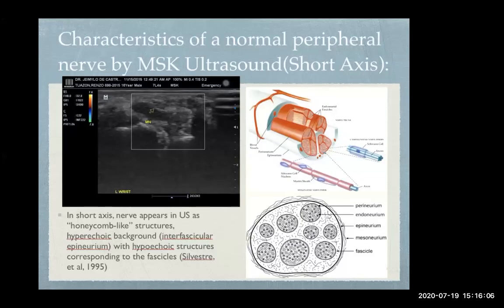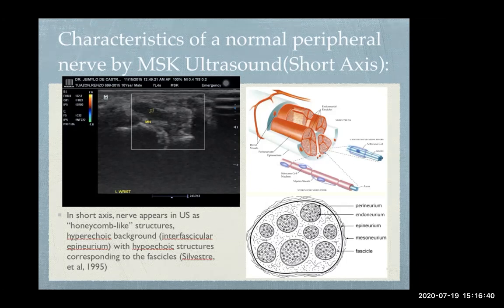Okay, and then of course, these are the normal patterns that you see. So just a review. We have the epineurium, which is the outermost layer of the nerve, and inside the layer we have the perineurium, which is made of the fascicles actually, and there are smaller fascicles inside, which is made of the neurium. So they really look like a honeycomb. There is a hyperechoic background because of the interfascicular epineurium and the hypoechoic structures that correspond to the fascicle.